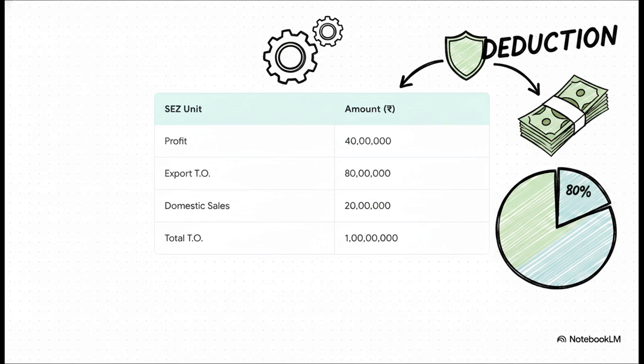Now under Section 10AA, we don't just magically deduct the entire 40 lakhs of profit. No way. We have to use those specific turnover figures to find the exact proportion of profit that's eligible for the exemption. Since exports make up exactly 80% of his total turnover, that 80% dictates the actual deduction he gets to claim. It's a simple ratio, really.